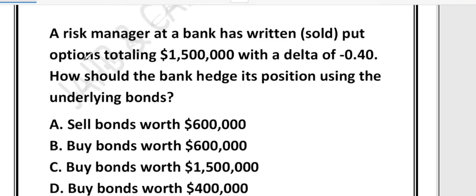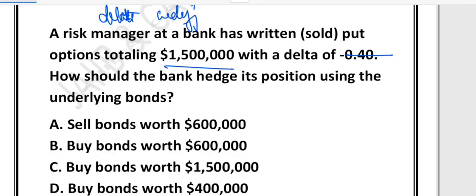Now we will solve a quick MCQ on delta hedging. So this concept is delta hedging. Let's understand it. A risk manager at a bank has written or sold put options totaling, I think, 15 lakh dollars, with a delta of minus 40%. How should the bank hedge its position using the underlying bond? That's the question. Very good question.